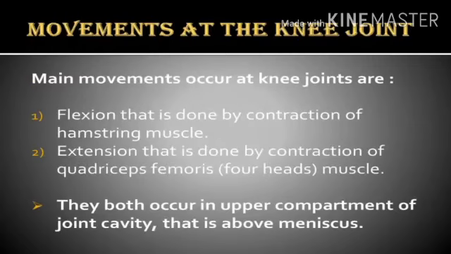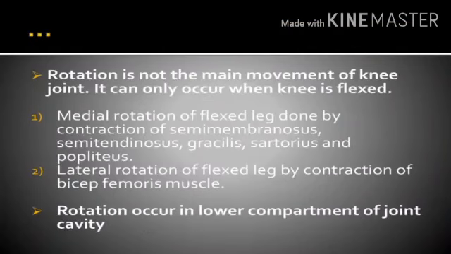Now come to the most important topic, the movements that occur at the knee joint. There are two kinds of movement, the chief movement and the accessory movement. The main movements at the knee joint are flexion and extension, which occur in the upper compartment of the joint cavity. Flexion is a decrease in the angle, whenever your leg comes towards your thigh. Flexion is done by contraction of the hamstring muscles. Extension is done by contraction of the quadriceps femoris, the muscle present anteriorly on your thigh. They both occur in the upper compartment of the joint cavity, that is above the meniscus.